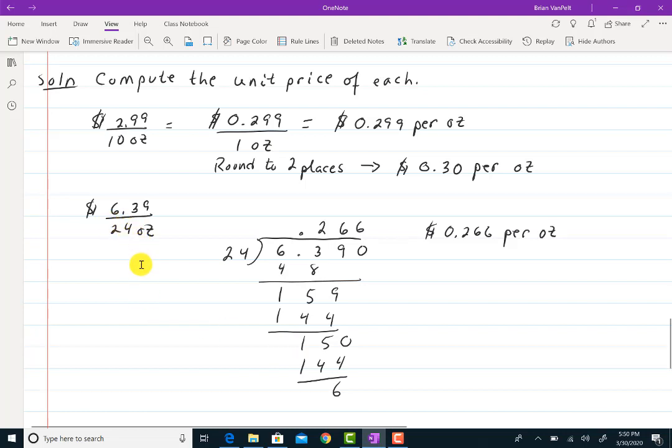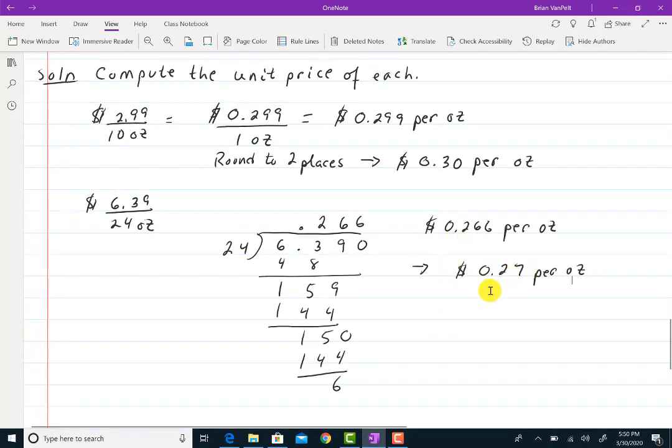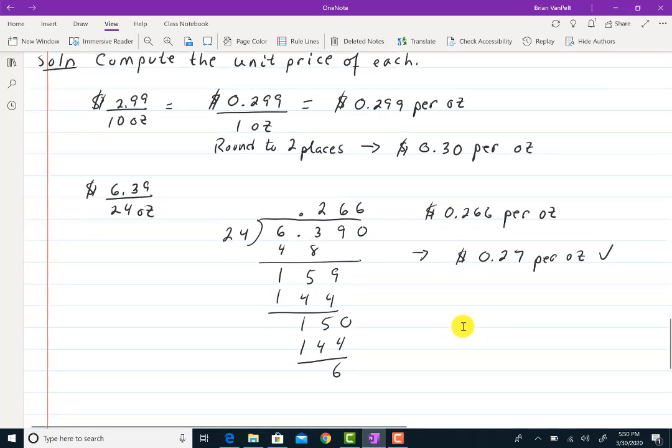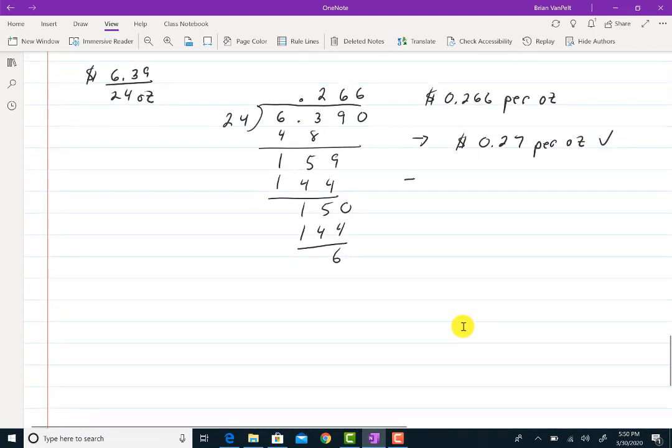The larger size is the better deal. But if I were rounding to 2 decimal places, the rounded version that I want is 0.27 per ounce. So the better deal then is the one that produces the lower unit rate. This guy right here. And so the better deal is $6.39 for 24 ounces.